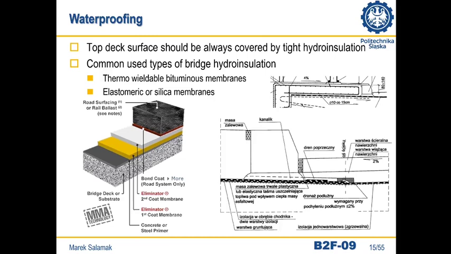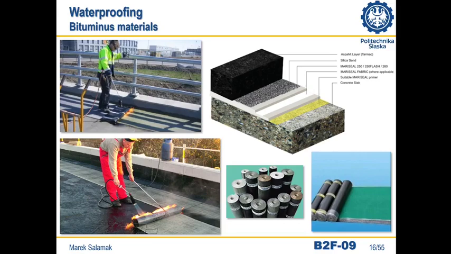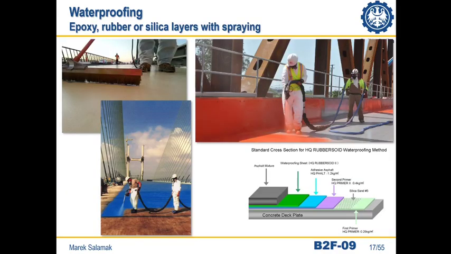The next element is the deck waterproofing. Most often we use heat-welded roofing felt with increased resistance to dynamic loads and more exceptional durability than those used on the roofs of buildings. Besides, elastomeric or silicone membranes are also used. Here we see a way of laying heat-sealable roofing felt on the deck, and here a spraying way of laying silicone insulation.